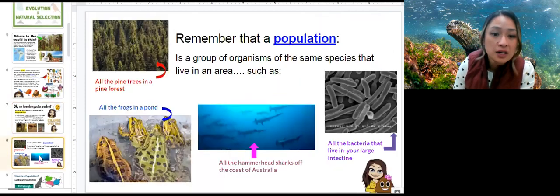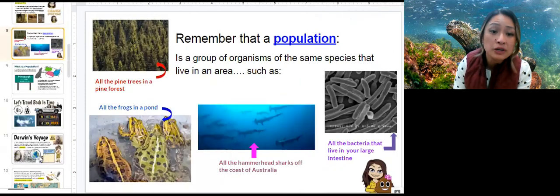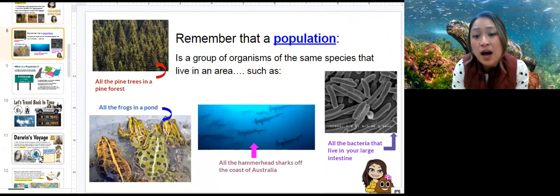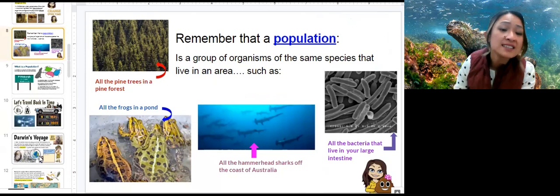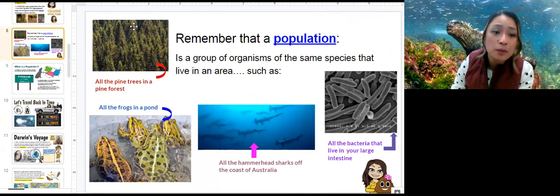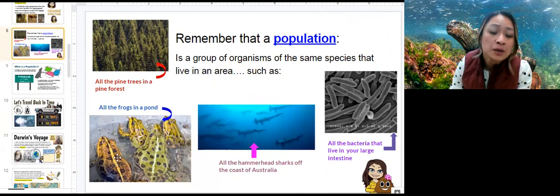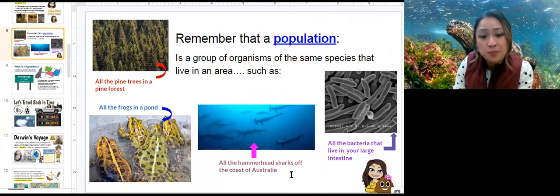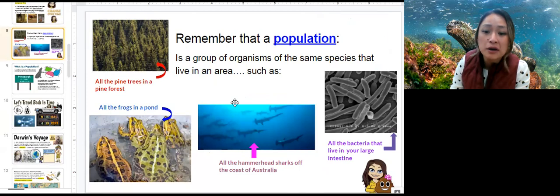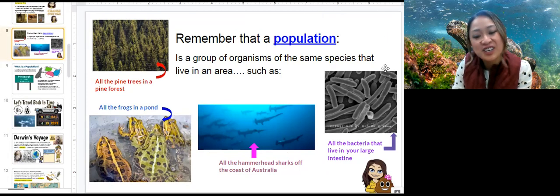Slide 8. Remember that a population is a group of organisms of the same species that live in an area, such as, for example, here you have a population of pine trees in a pine forest. Bottom left, you have a population of frogs in a pond. Here you have hammerhead sharks off the coast of Australia. And here we have a population of bacteria that live in your large intestine.